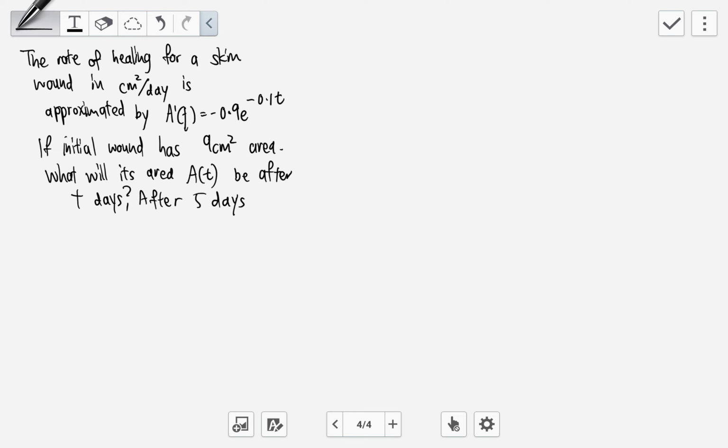In other words, we are going to find A(t) and A(5). The answer to the second part is just A(5). So to find A(t), I need to integrate A prime t dt. In other words, I integrate minus 0.9 e to the power of minus 0.1 t dt.